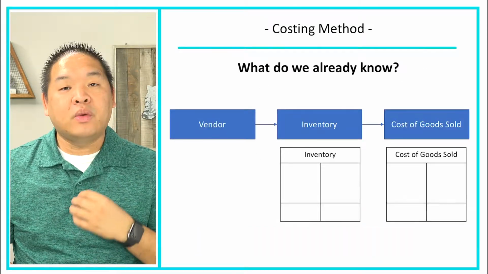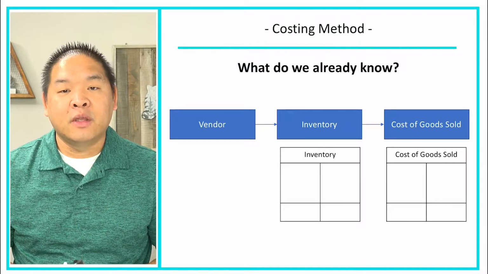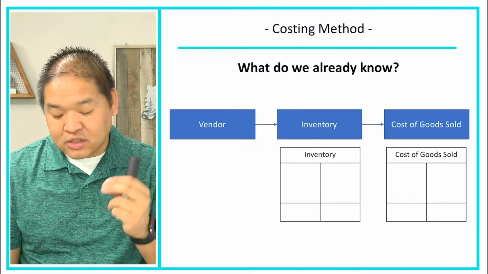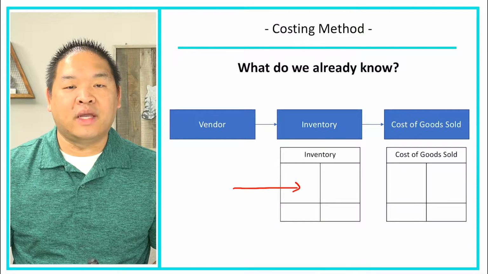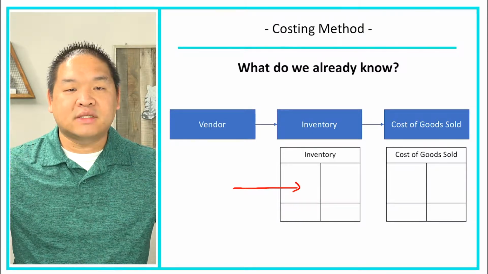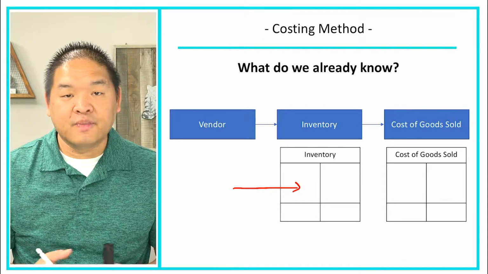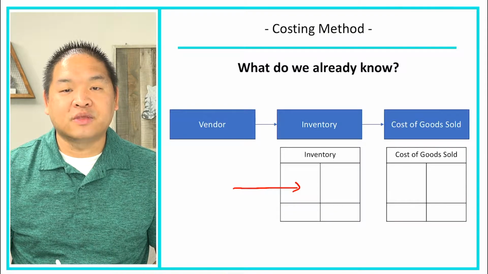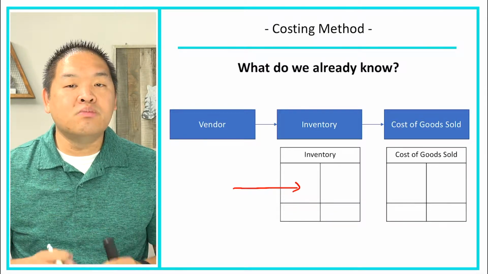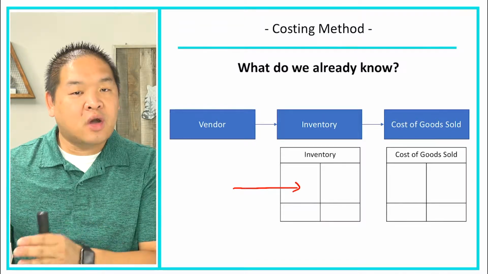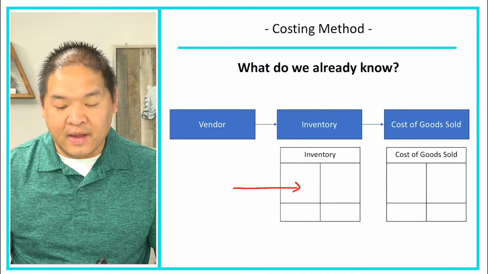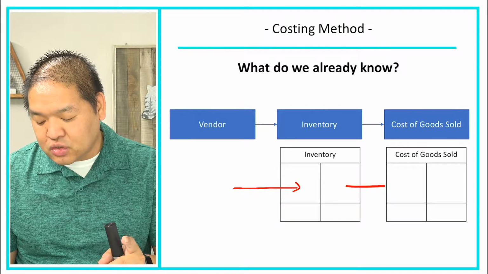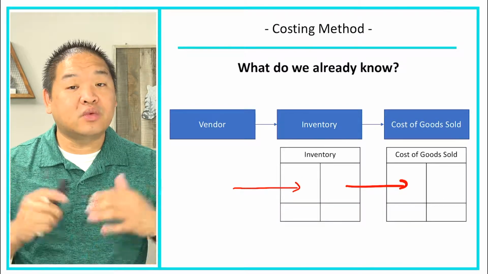What do we already know? Well, when we go out and buy inventory from our vendor, whatever it costs us to acquire it and put it into our stores, that cost gets transferred to the inventory account. So if we buy product X and it costs us $100,000, then we would debit inventory for $100,000. Then we know that we don't move the cost from inventory to cost of goods sold until we sell them. So when we sell them, we're going to credit inventory and move that cost to the cost of goods sold.